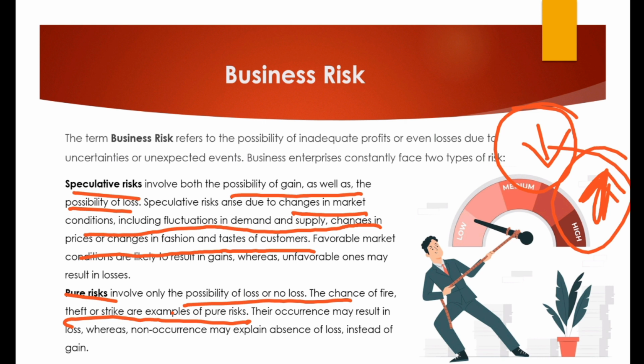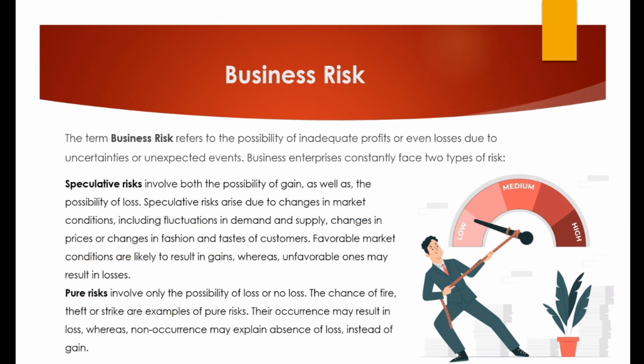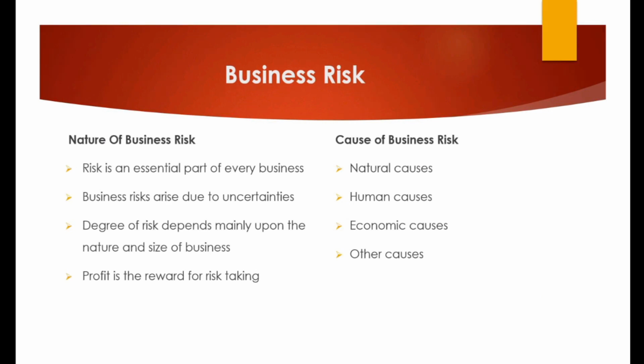So this is about speculative and pure risk. Speculative risk is speculation, might or might not happen, or might be gain or might be loss. But pure risk is completely with the loss. If the event takes place, it's the loss. If the event does not take place, it's a no loss situation. Next, let us study about nature of business risk, and then we will look into the causes of business risk.